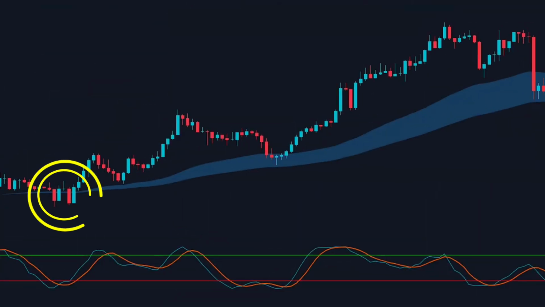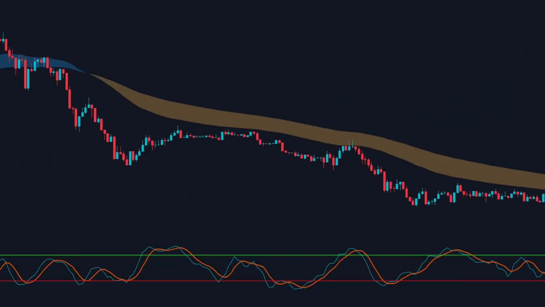If the price breaks above the EMA cloud, it turns blue, indicating a shift from bearish to bullish. During an uptrend, only take long positions. Conversely, if the price breaks below the cloud and it turns orange, take short positions.